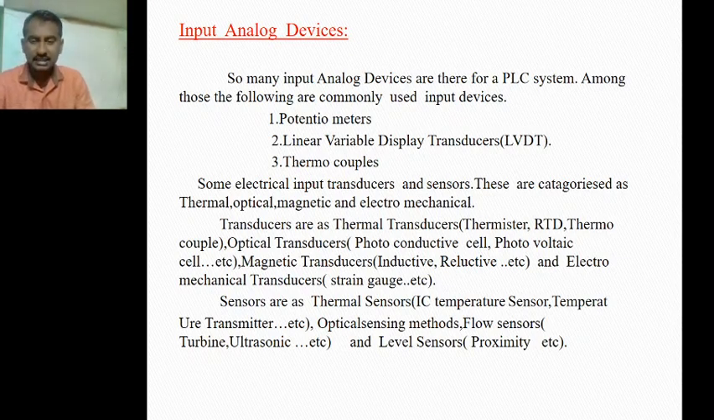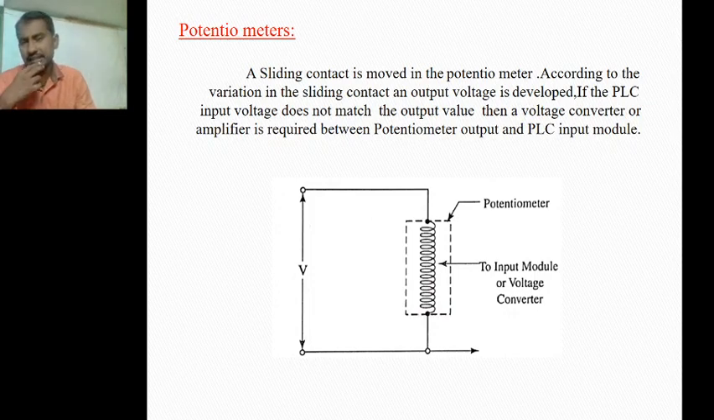Similarly, the sensors are also classified into four ways: thermal sensors, optical sensors, flow sensors, and level sensors. Thermal sensors are IC temperature sensors and temperature transmitters, etc. Optical sensors we already know. Flow sensors: turbines and ultrasonic sensors are examples for flow sensors, and proximity sensors are examples for level sensors. So this is about the input analog devices, and among those I already told three devices: potentiometer, LVDT, linear variable differential transformer, and thermocouple.